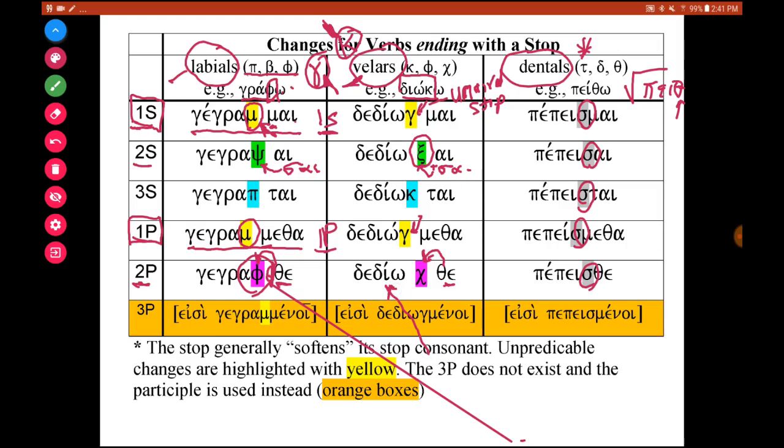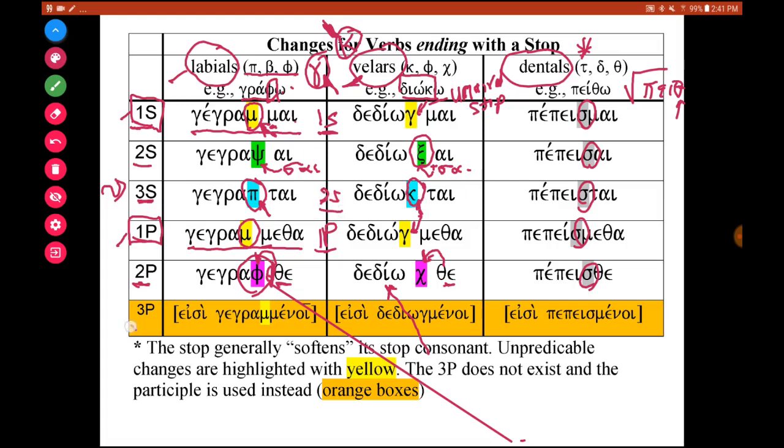And then the final pattern is that for the third person singulars, notice that instead of the unaspirated stop that you see with the first person singular and first person plural, you actually get the aspirated stop. So you get the letter that has that puff of air. So for the labials, it's a pi, so it's gegraptai. And then for the velars, it's the kappa, so it's dediokai. And that's for the third person singular forms.